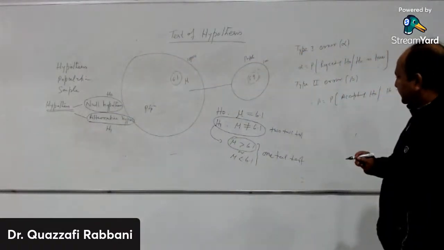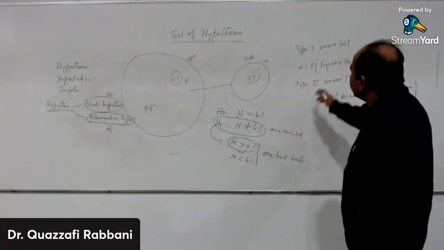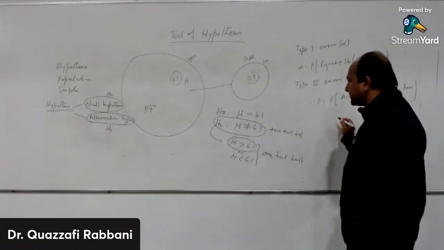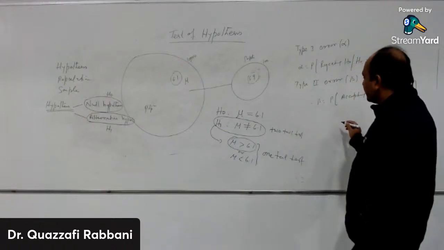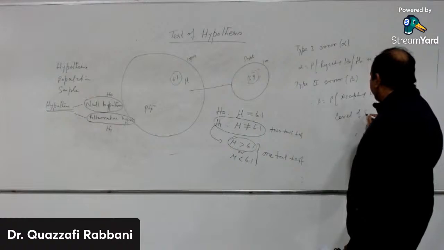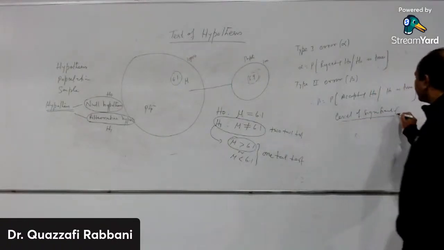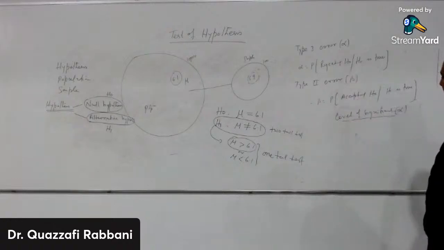So the next term is level of significance. Level of significance is nothing but alpha, the type 1 error.